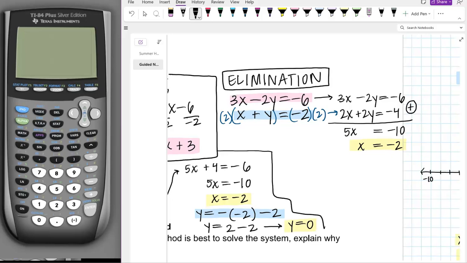We know x plus y equals negative 2. So that means negative 2 plus y equals negative 2. To solve that, you're going to add 2 on both sides. Negative 2 plus 2 gives me 0 for the y value. Again, we got the same answer with the other method, elimination.